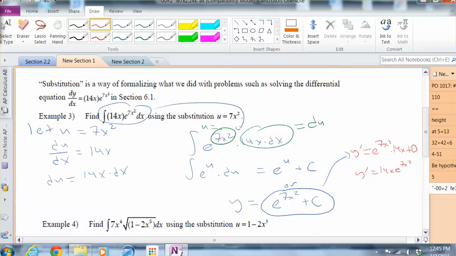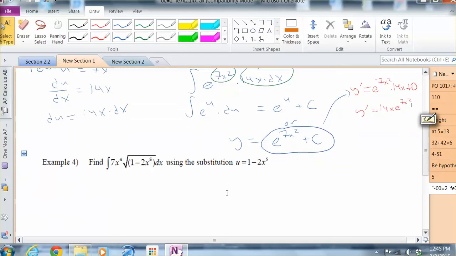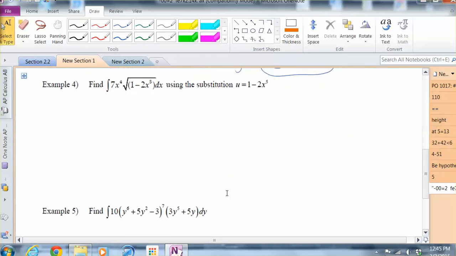So this is a formal technique of finding the antiderivative of some things that might look a bit nasty, or when it seems like you've got two functions being multiplied together. We don't use the product rule for antiderivatives or anything like that, but this gives us a way of finding indefinite integrals in a more formal and systematic way. So let's try this again for example 4.